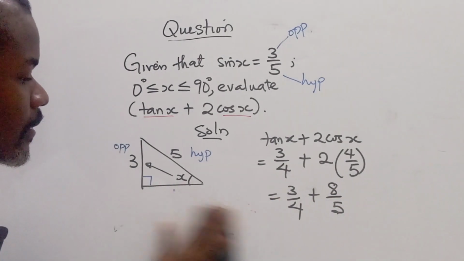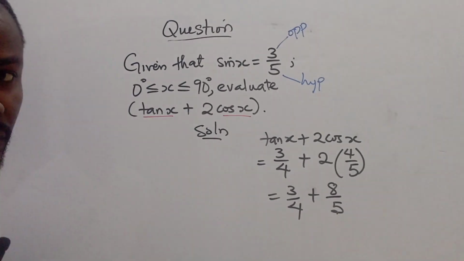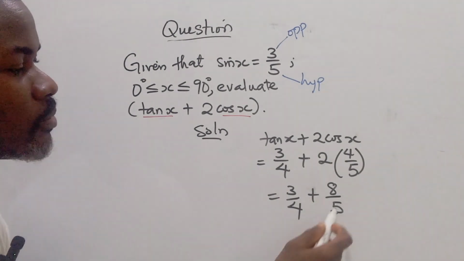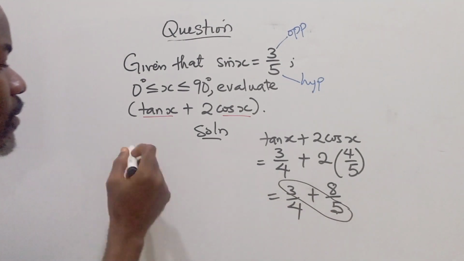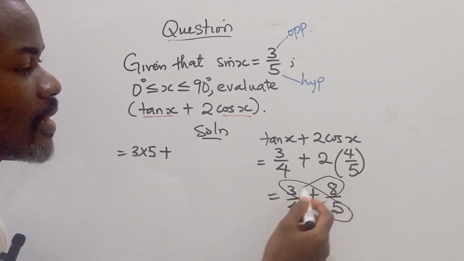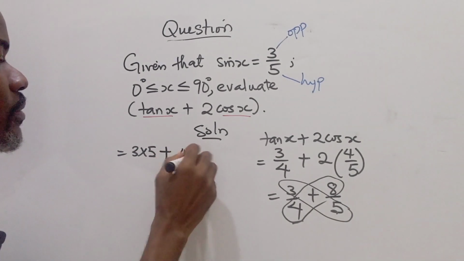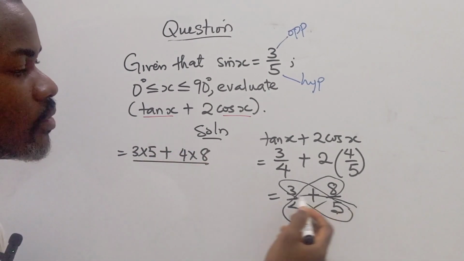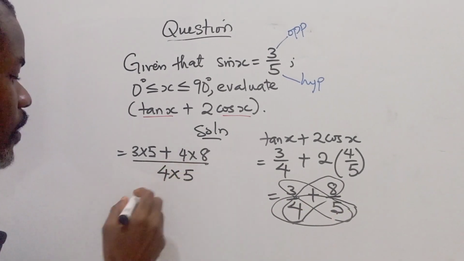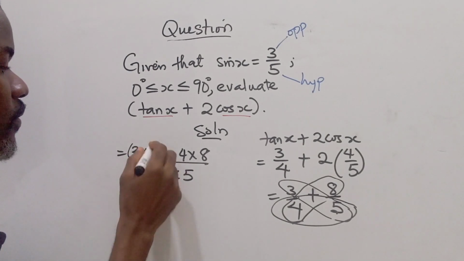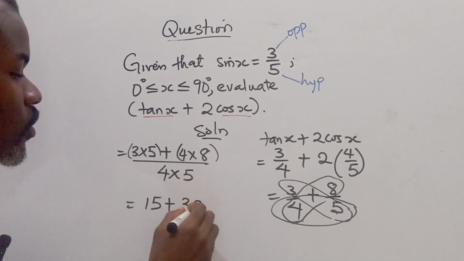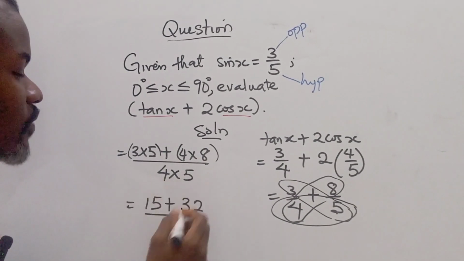Alright, so having gotten this, we can now solve the fraction to get our answer. Now, when you have a fraction like this, we can use the cross multiplication method. Meaning I'm going to multiply like this. So I have 3 times 5 plus, now we are going to multiply like this, 4 times 8, divided by, we are now going to multiply like this, 4 times 5. This will give us 3 times 5 is 15 plus 4 times 8 is 32 divided by 4 times 5 is 20.